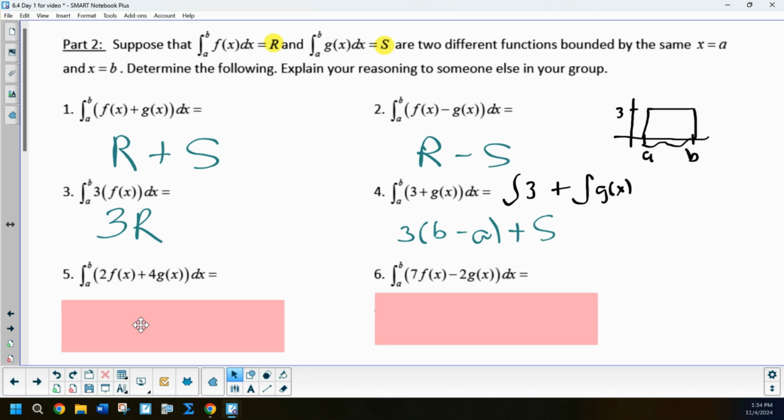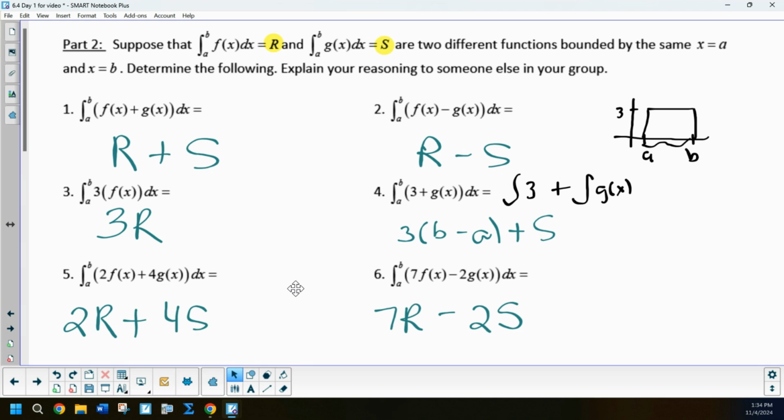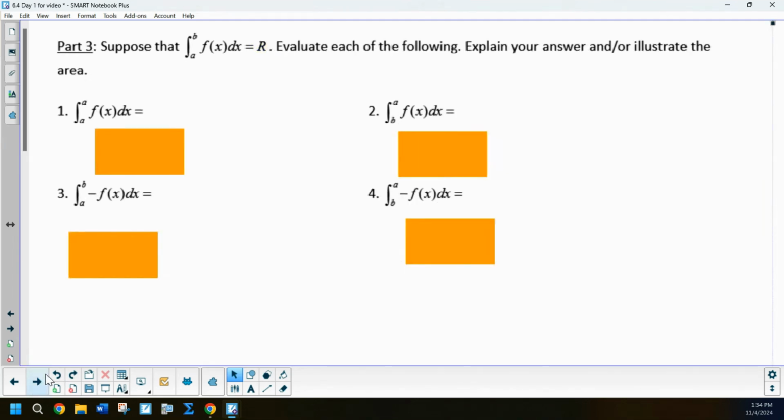Okay, so this is just the multiplication and addition rule at the same time. So 2R plus 4S. And this is the multiplication and subtraction at the same time. So 7R minus 2S. All right, the next part's a little bit trickier. So I'm going to have some pictures to go along. Oh, nope, I'm not right. That's the next slide that is the trickier part. I think this will still be okay.